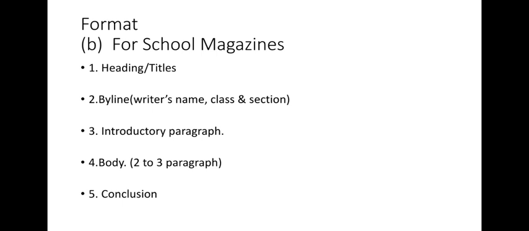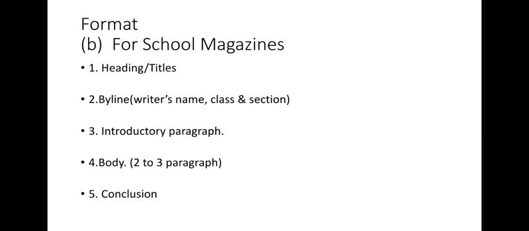The format is divided into 5 parts. That is number 1, heading, number 2, byline, number 3, introductory paragraph, number 4, body, and number 5, conclusion. It will remain the same. You don't have to get confused, but the only thing that differs between the article for school magazines and the article for newspaper is in number 2, okay? You pay attention over here.